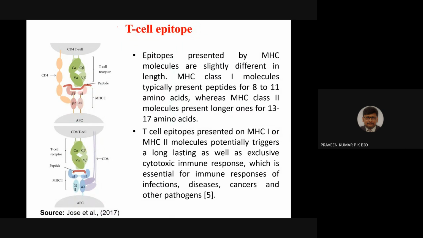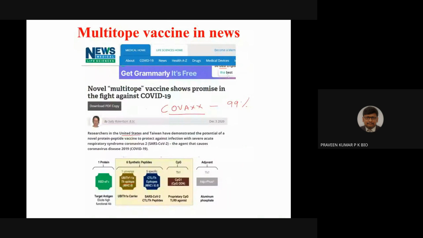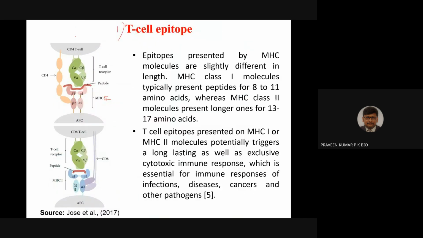The first type is the T cell epitope based vaccine. In the T cell epitope based vaccine, we have MHC2, so we have the CD4 T cell. What does CD4 T cell stand for? If you are working with MHC2, we call it the helper T cell. The helper T cell has the CD4 molecule on the surface. And the CD8 T cell we call the cytotoxic T cell.